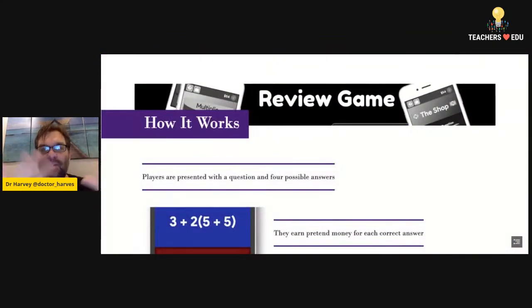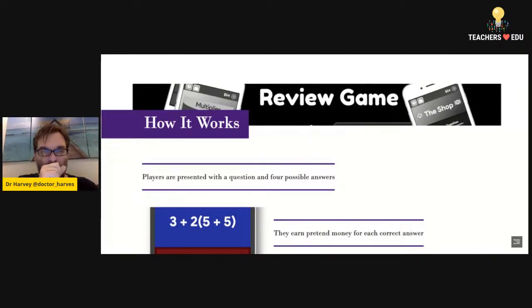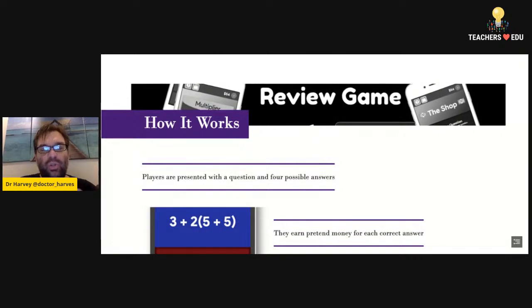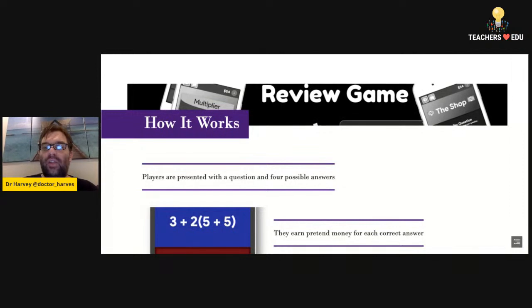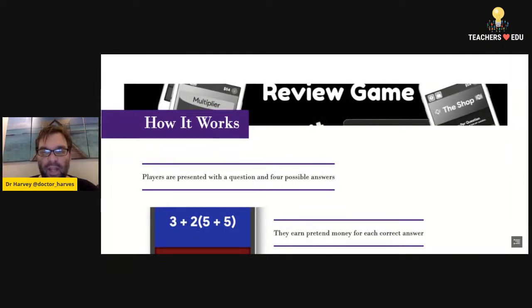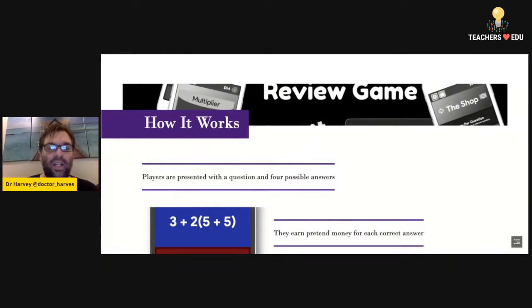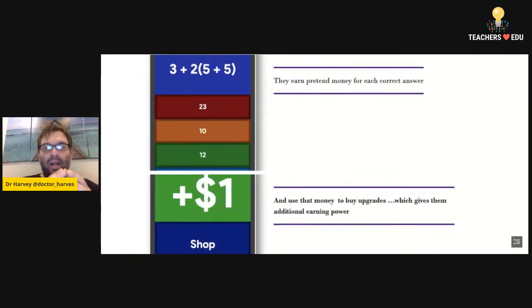Okay, so having that in mind, you're probably wondering, well, how does this game actually work? So basically, players are presented with a question with 4 possible answers. So it's very similar in that regard to other applications like quizzes and Kahoot. But the thing is, they then start to earn pretend money for each correct answer. Okay, so they start earning money. Now, with this money, that's where the gaming element comes in, because they can use that money to buy upgrades.